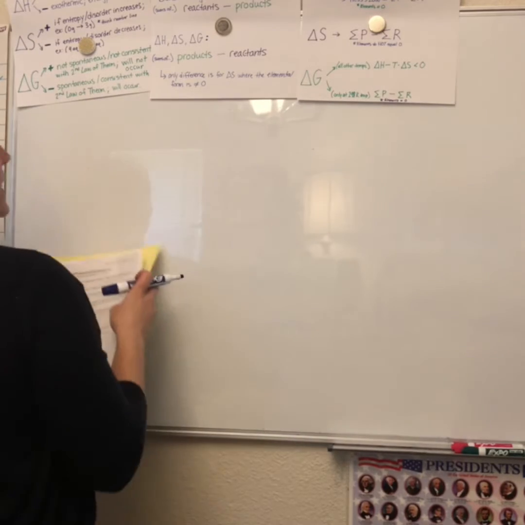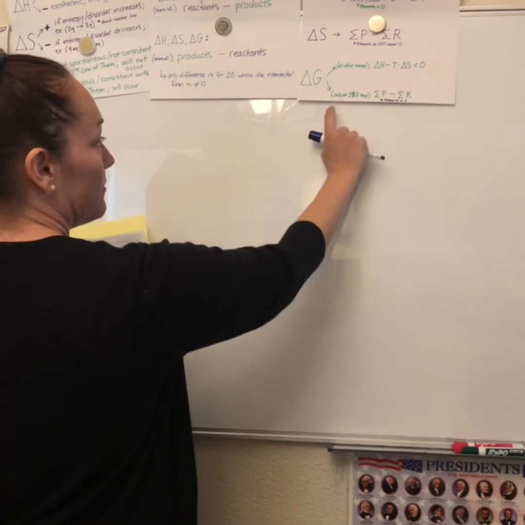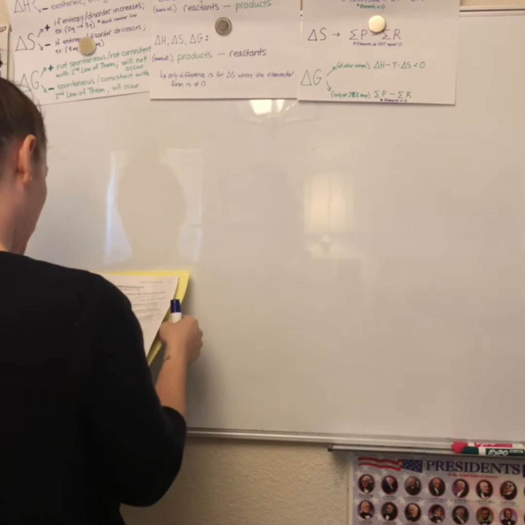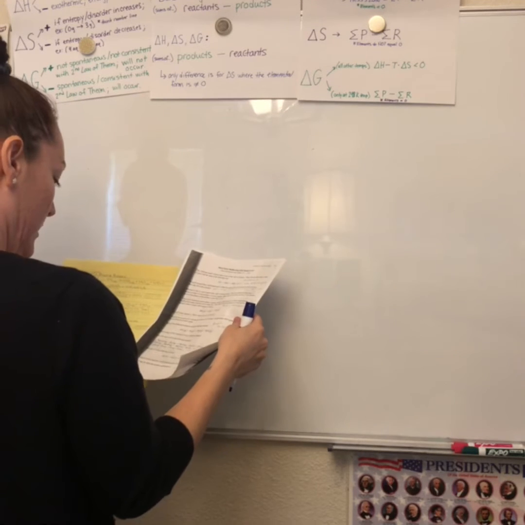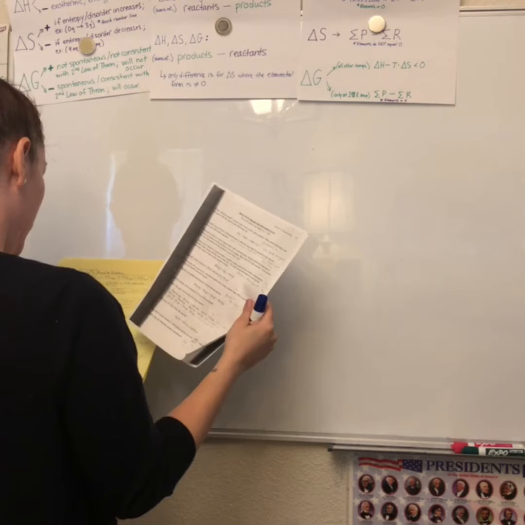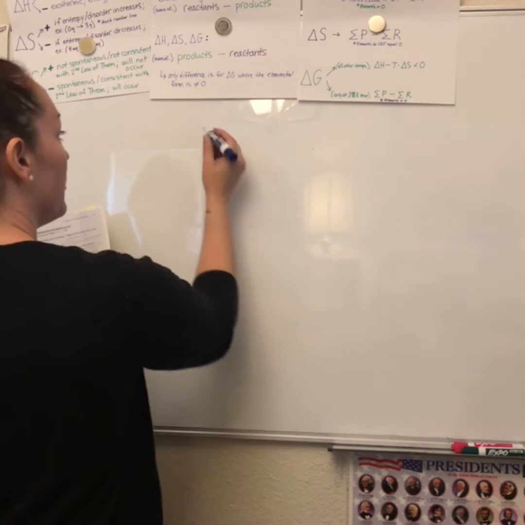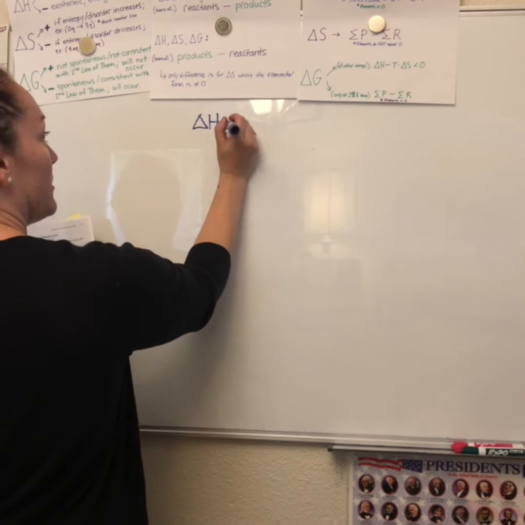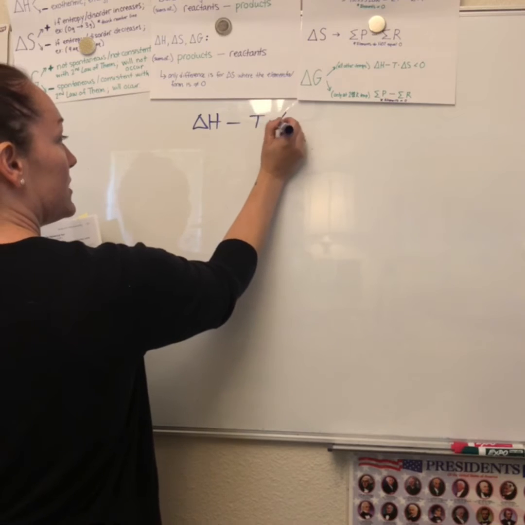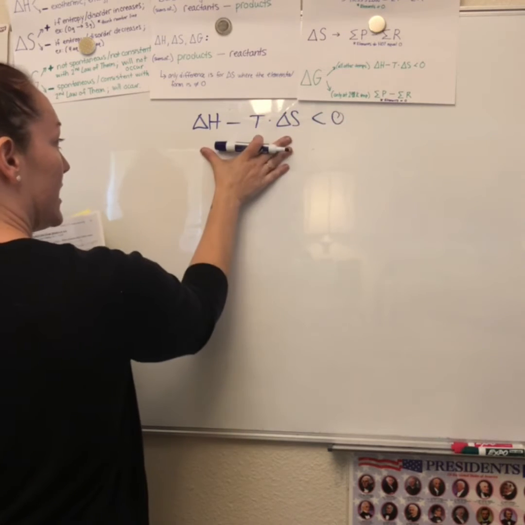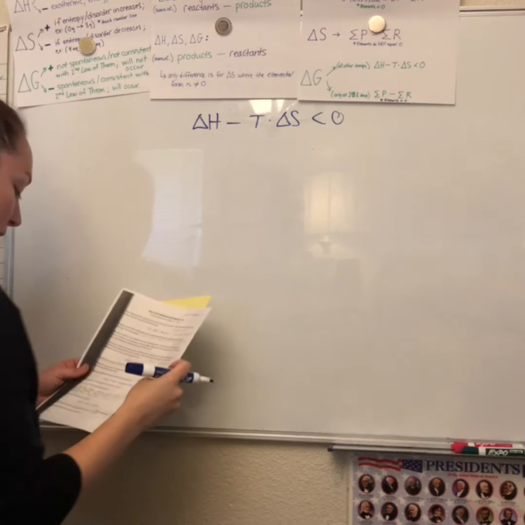So we're going to be using, we can't use Gibbs free, can we? Let's see. Nope, they want to know the temperature range. So we're going to set it up like this. Delta H minus T times delta S is less than 0. So this side has to be less than 0 in order for it to be spontaneous.